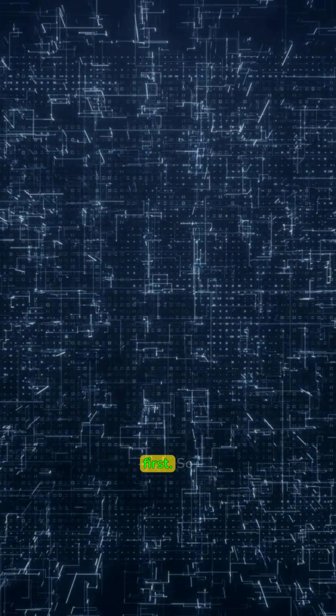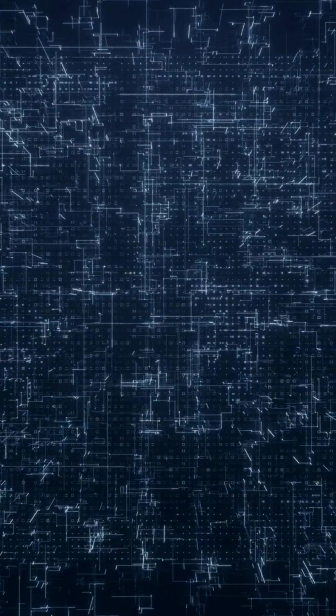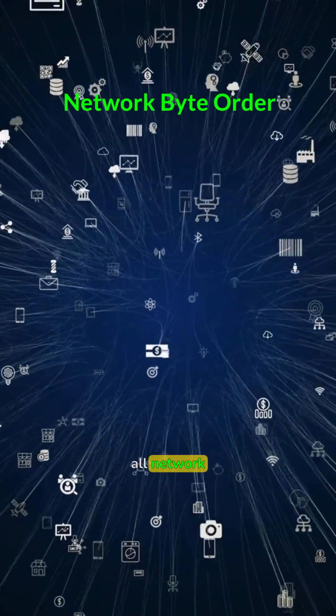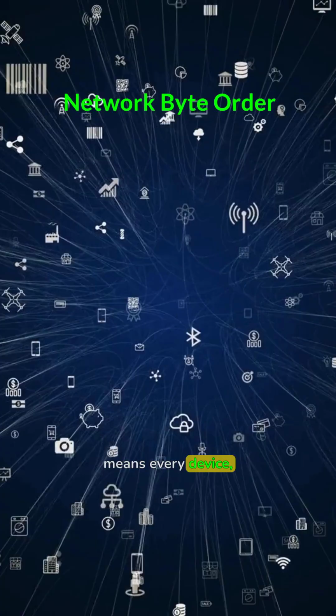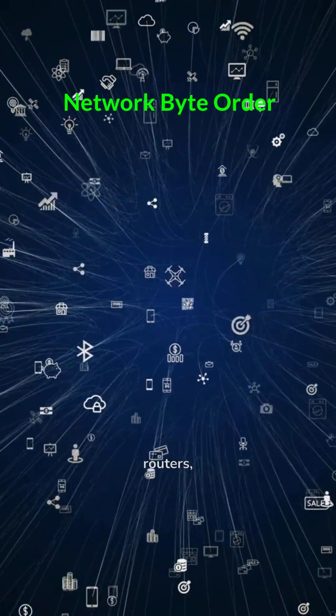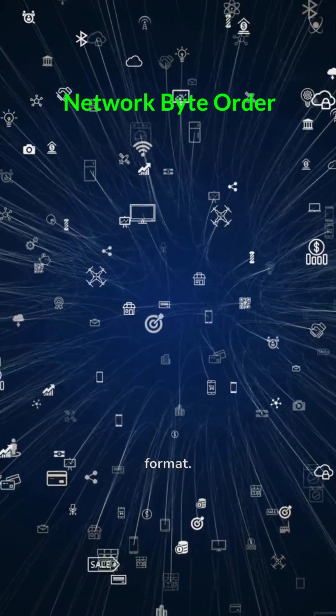On a big-endian system, the most significant byte comes first. So when sending data across the network, machines might disagree on how to interpret the number. To solve this, all network protocols use network byte order, which is big-endian. That means every device, from servers to routers, agrees on the same format.